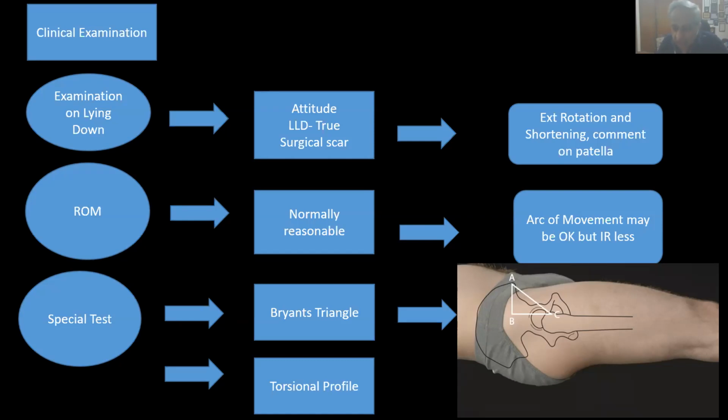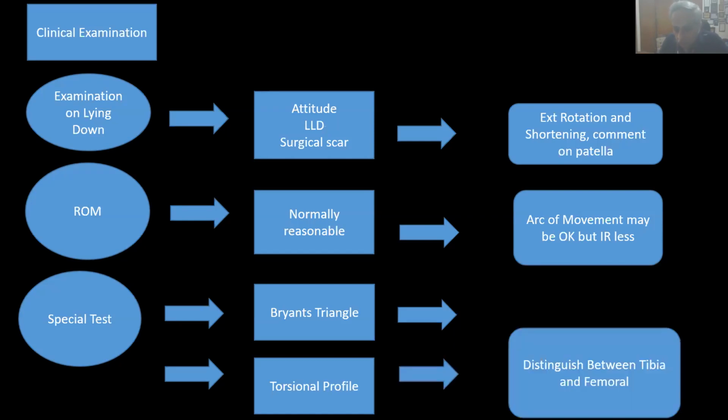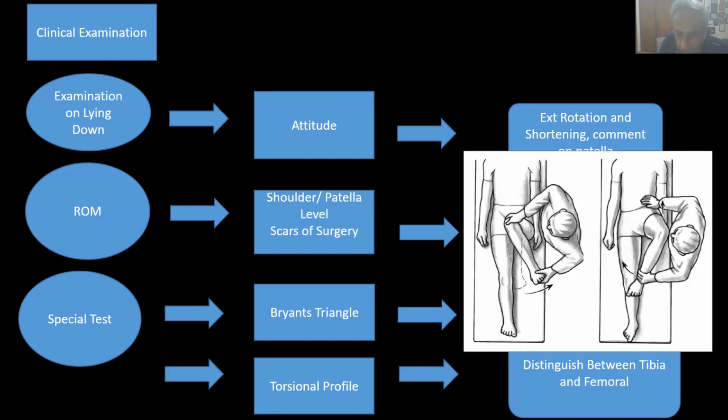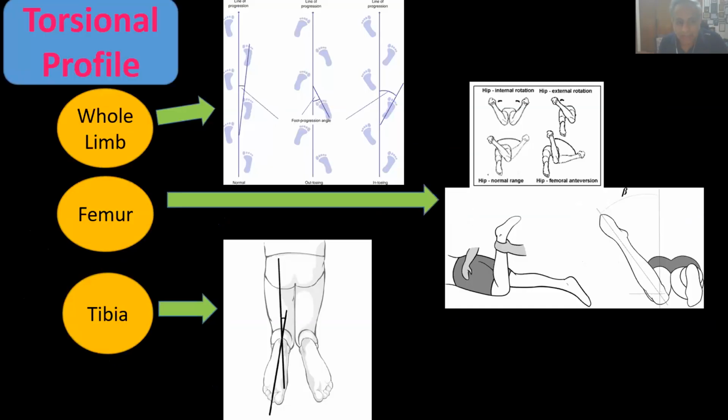Another thing to look at is the torsional profile. When you look at the torsional profile, you'll have to distinguish whether it comes from the tibia or the femur. I'm talking about a normal case. So if you have the whole limb, you can look at the foot progression angle, which is shown in this. When you draw a line, one foot goes out, one foot stays in. So you can have an outgoing and ingoing, and obviously it's going to be asymmetrical.